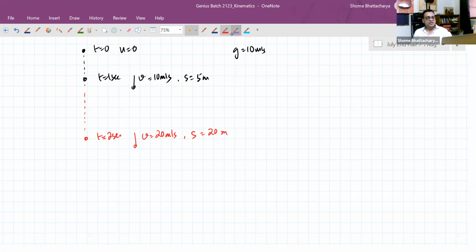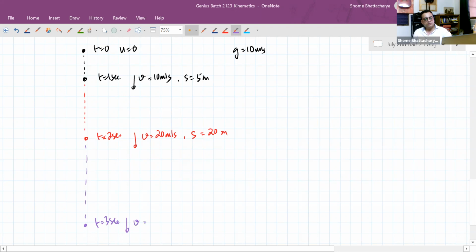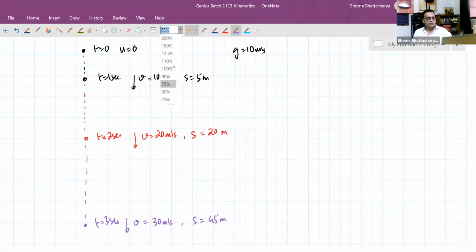Then after 3 seconds, you would observe that the velocity has become 30 meters per second. And it has traveled a total displacement, if you calculate, of 45 meters. But this is from the top. This is not in 1 second. You understanding my point?